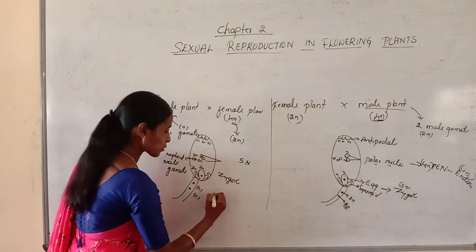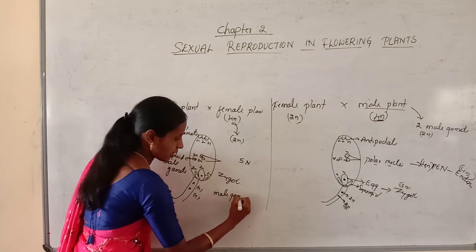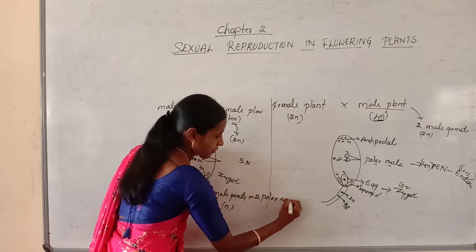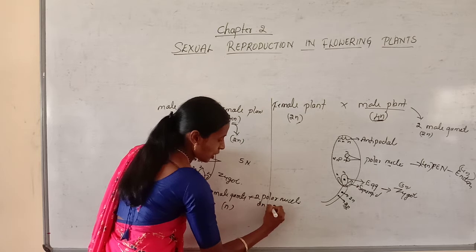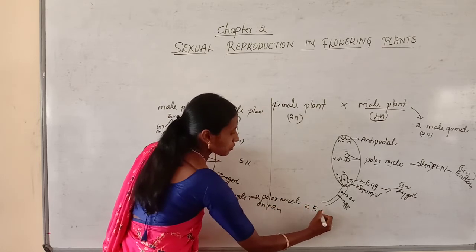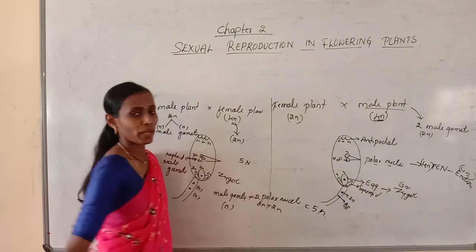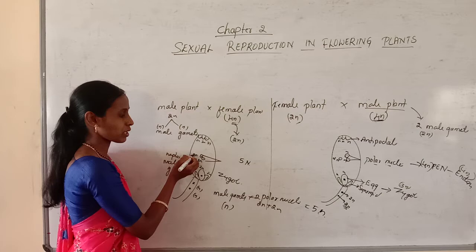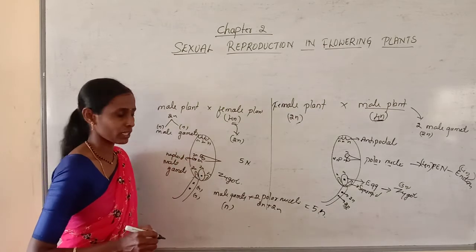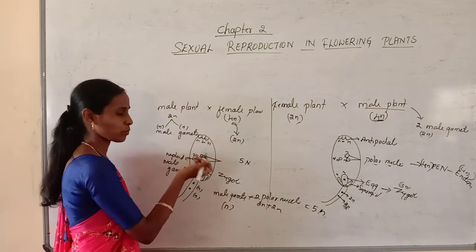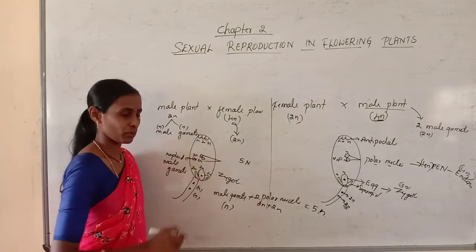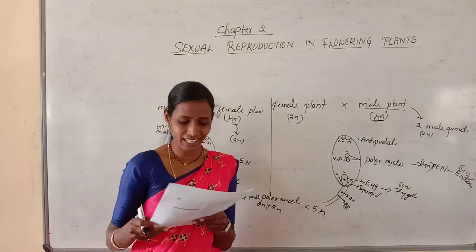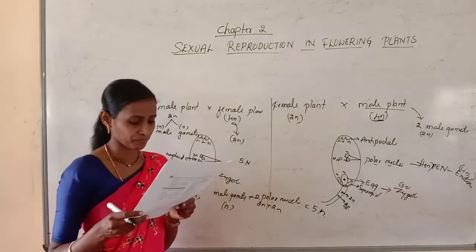Let me write once again. So male gamete ploidy is n, plus 2 polar nuclei, so it is 2n plus 2n. So totally it is equal to 5n. The endosperm ploidy will be 5n. Try to understand. One haploid male gamete fuses with 2 diploid polar nuclei. That's why we can say 2 diploid polar nuclei or a tetraploid polar nucleus, resulting in the formation of a pentaploid endosperm in certain angiosperms like in this condition.